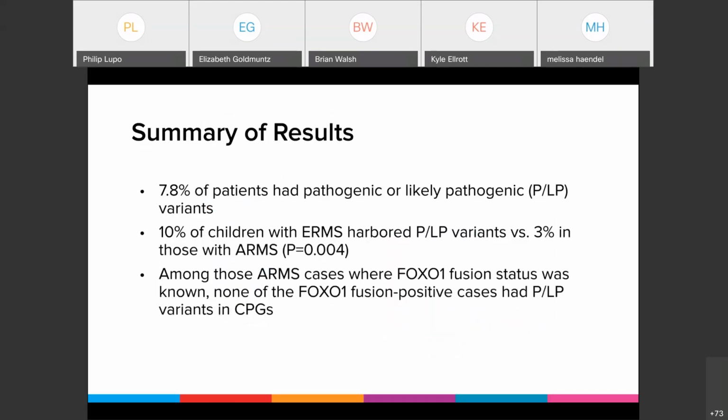This is sort of the meat of the study and thinking again about using our tumors to better phenotype. So about 7.8% of the patients had a pathogenic variant in one of the cancer predisposition genes. But what's interesting is that when you look at differences by histology, 10% of children with embryonal rhabdo had a pathogenic variant versus 3% with the alveolar subtype. And then if you further stratify in the alveolar cases where there was a PAX-FOXO1 fusion, absolutely none of those cases that had a FOXO1 fusion had a pathogenic variant in one of the cancer predisposition genes. So next slide.